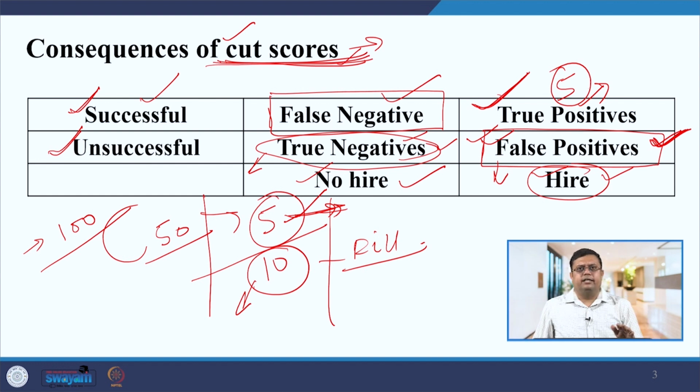In addition to this, one more thing that I can say: you can prepare a composite cutoff score. You can add the scores of multiple tests that you have conducted to select the candidate, and then you can decide the cutoff score.